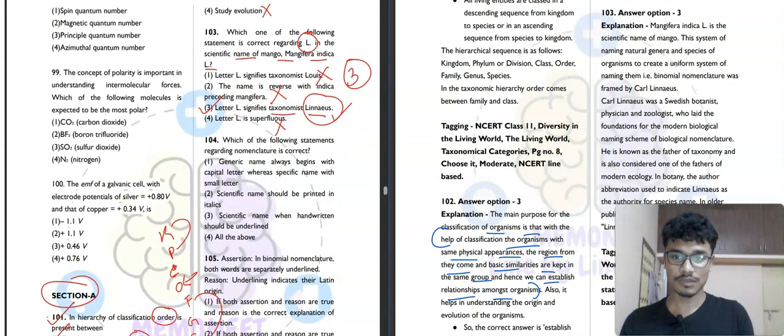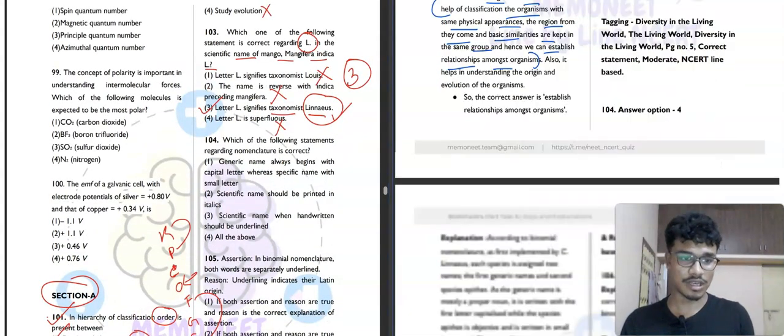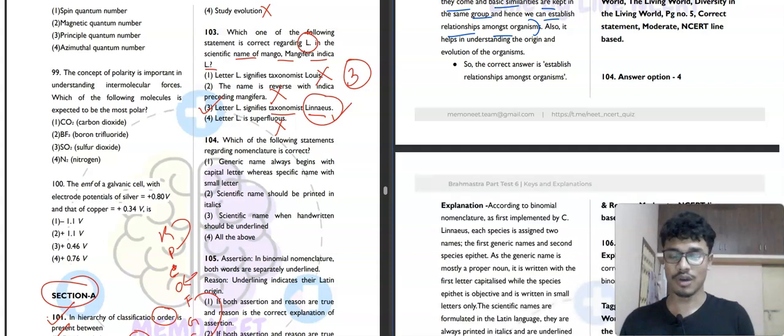Now moving to the next question, 104. It asks: which of the following statements regarding nomenclature is correct? Let's see. The generic name always begins with a capital letter, whereas the specific name begins with a small letter. Absolutely correct. You can see this example: Mangifera indica. Mangifera is the genus, indica is the species. So M starts with a capital letter and indica starts with a small letter. So it is absolutely correct.